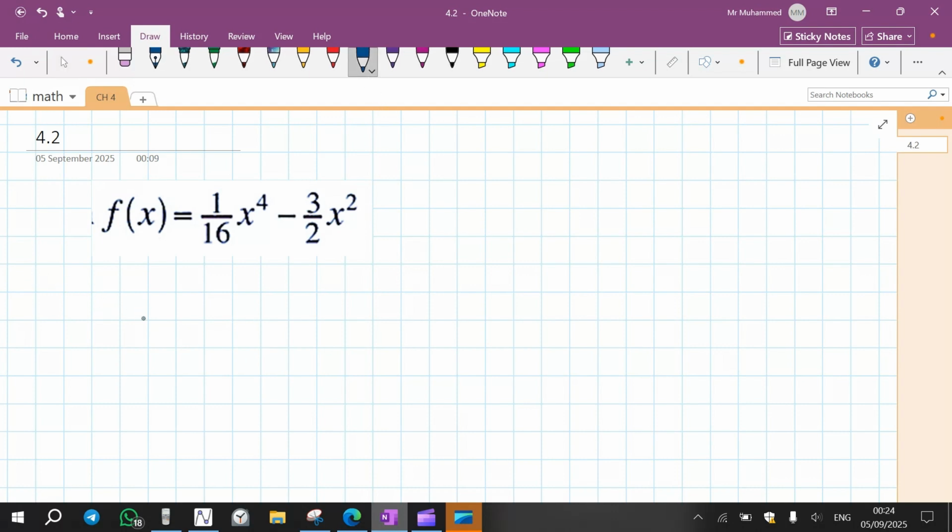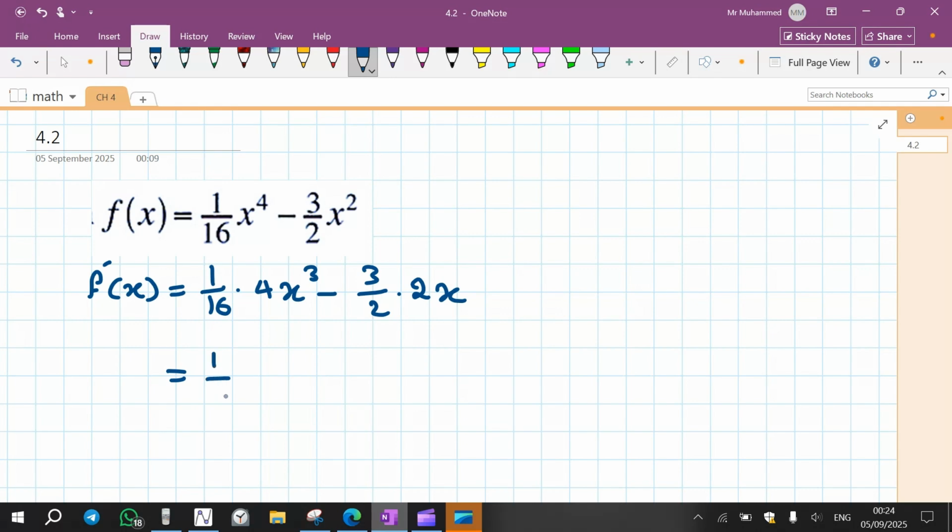In order to find intervals of concave and convex, we begin with f prime x. F prime x is the first derivative. 1 over 16 stays the same. The derivative of x power 4 is 4x power 3, minus 3 over 2 stays the same, multiplied by the derivative of x squared, which is 2x. Okay, now if you multiply, 4 divided by 16 will be 1 over 4, x power 3, minus 2 cancels 2, then becomes 3x. This is the first derivative.